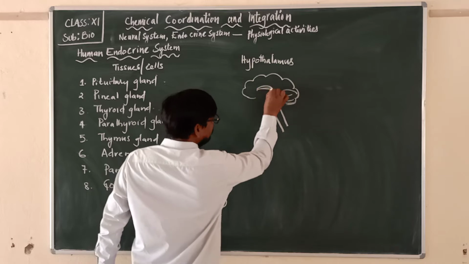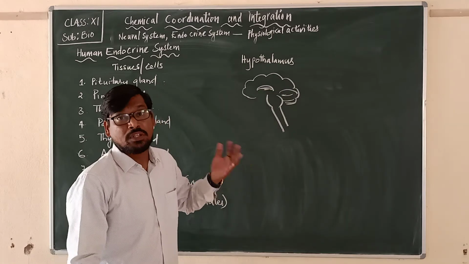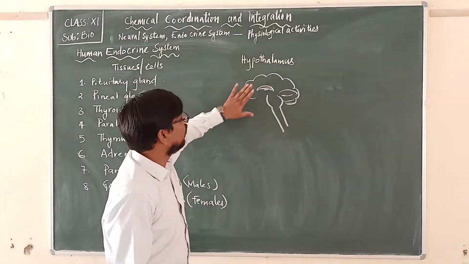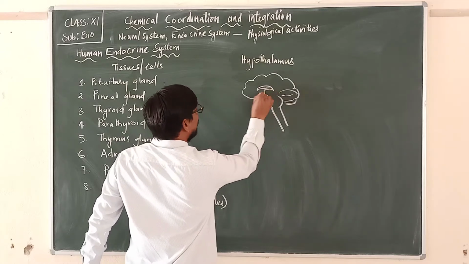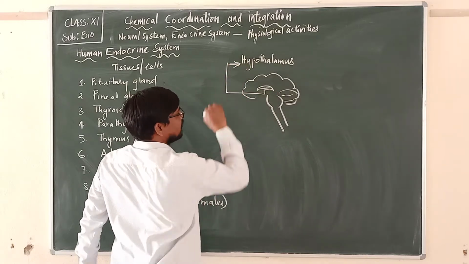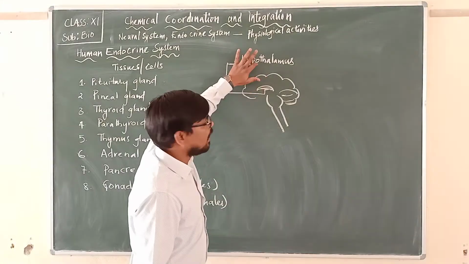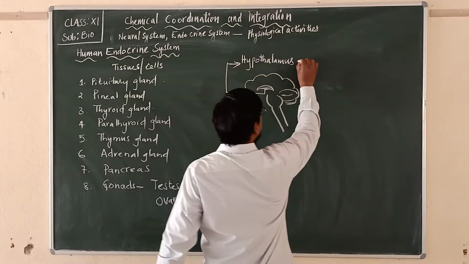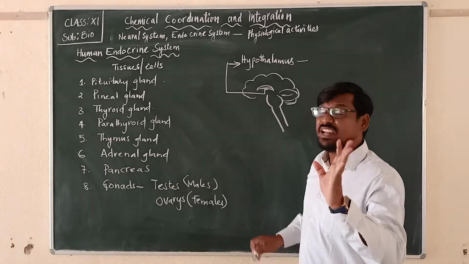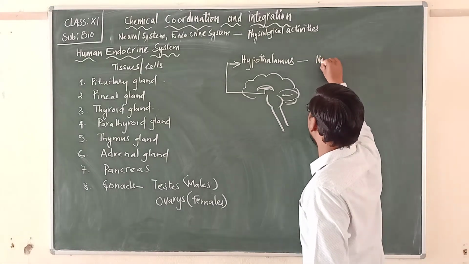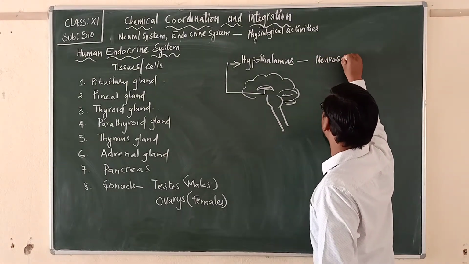So here, the base of the forebrain, this part we call as what? The hypothalamus. This part, the hypothalamus, is rich in containing a large number of neurosecretory cells. Very important point we have to remember.